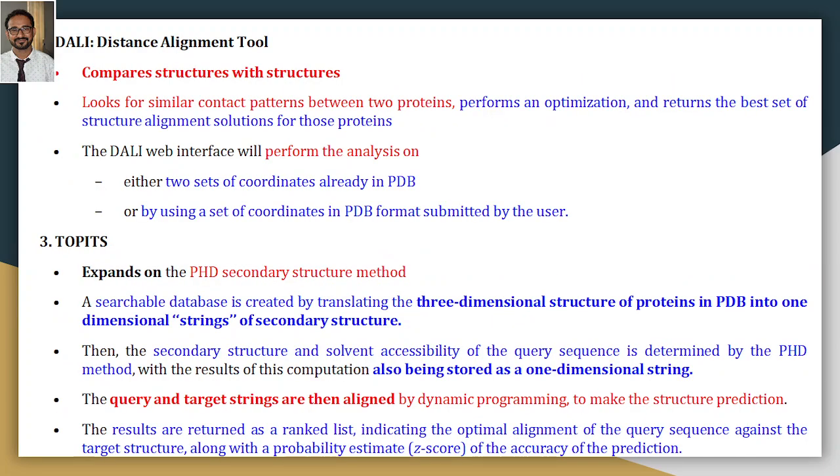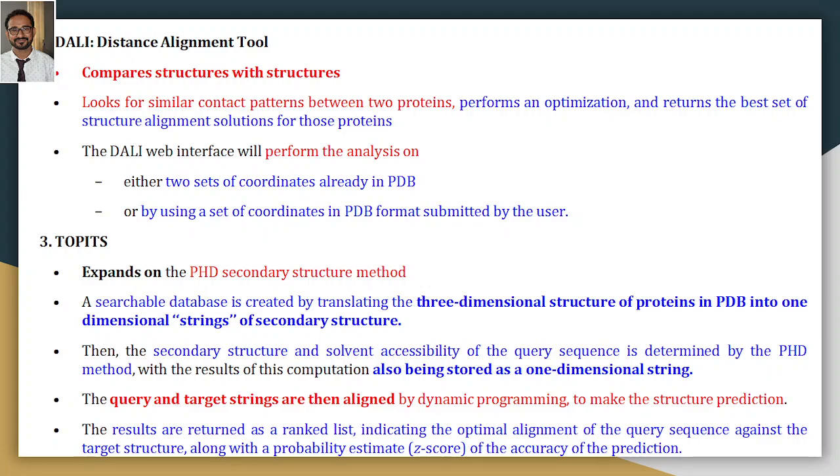It compares structures with structures, looking for similar contact patterns between the two proteins, like overlapping one structure with another structure. It performs optimization and also returns the best set of alignment solutions for those proteins. So whatever you did for the DNA sequences, here we are talking about the structural sequences. Now the DALI web interface will perform the analysis on two things: either two sets of coordinates already in PDB, because overlapping has to be done so two sets of coordinates should be there, or by using a set of coordinates in PDB format submitted by the user.